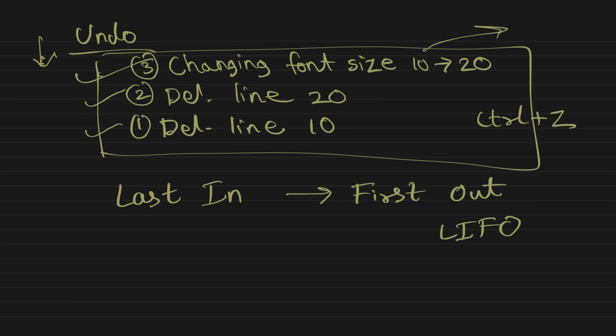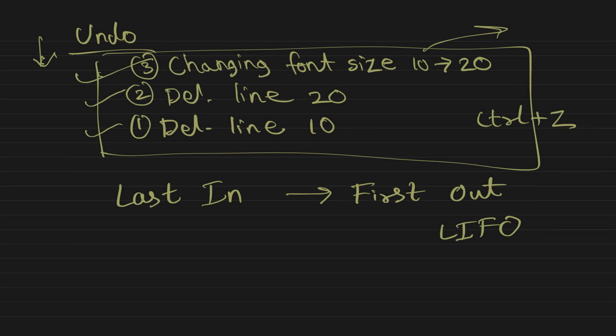So the items in the stack are always added on top of the stack. So here, when you first deleted line number 10, and after that let's say you deleted line number 20, this action of deleting line number 20 was added on top of the first item, which was deleting line number 10. Okay, so you always add elements at the top of the stack. So that is the behavior of the stack data structure.